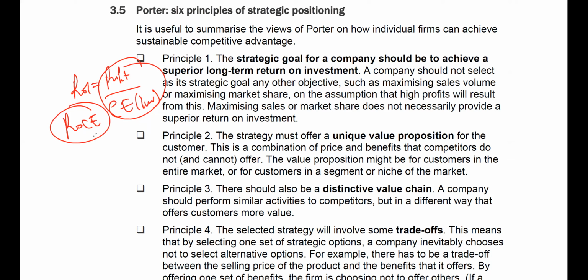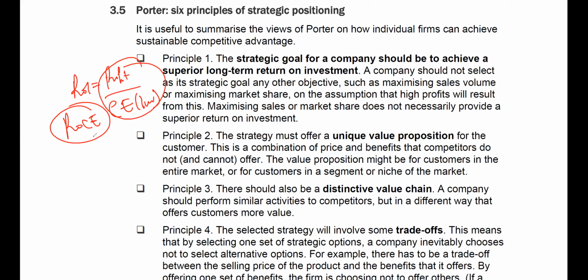Second, what is your unique value proposition? What is your irresistible offer? Do you understand? So what is your unique value proposition? What is the irresistible offer that you are creating, right? So the strategy must offer what? A unique value proposition for the customer.